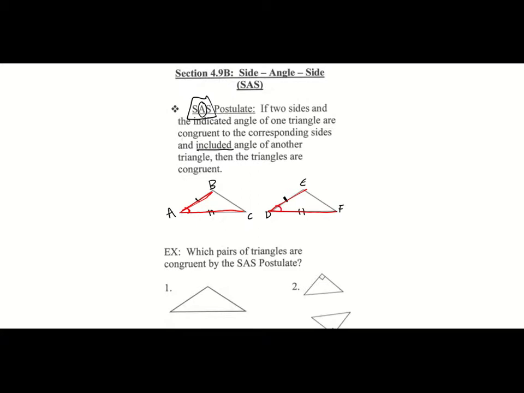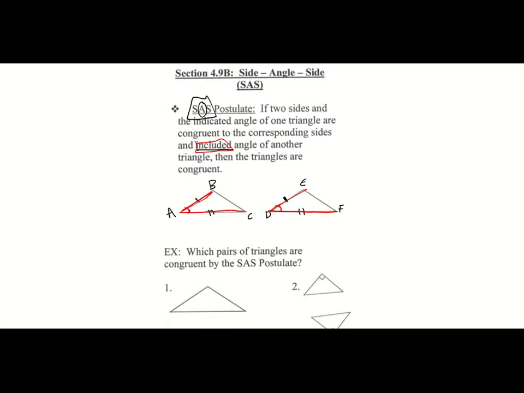So included angle is very important because in this case, if we knew side AB and AC, the included angle could not be B or C. We would have to know that A and D are congruent. If we knew that B and E were congruent, we could not use side angle side because that angle would not be included in between our both sides.